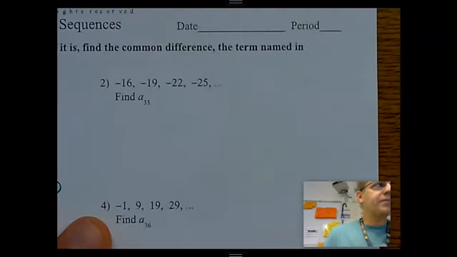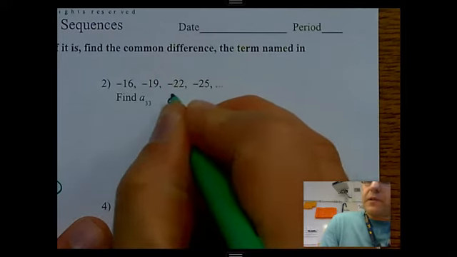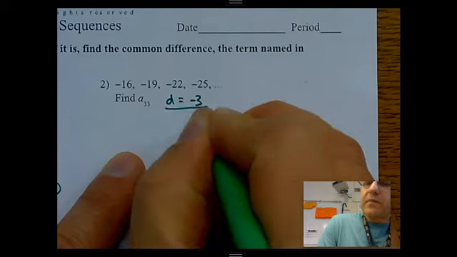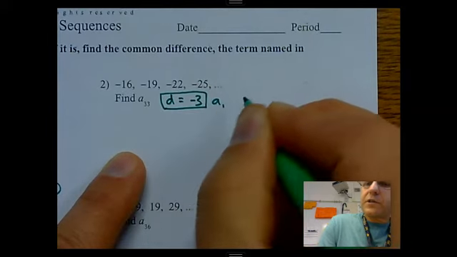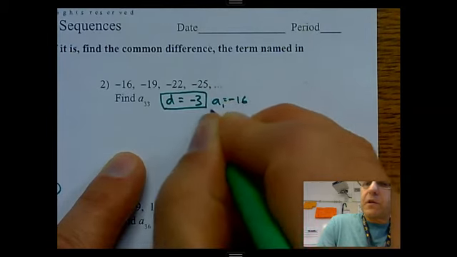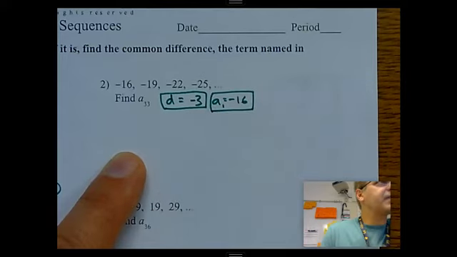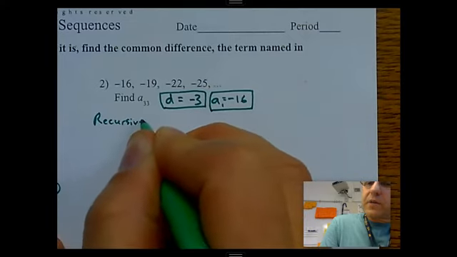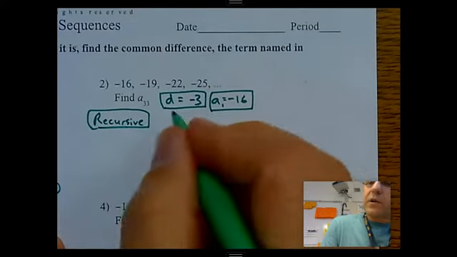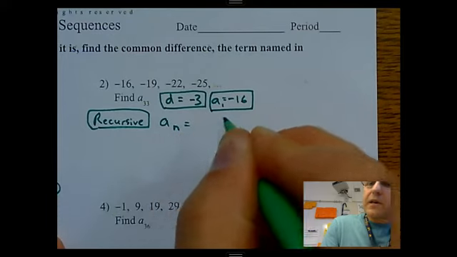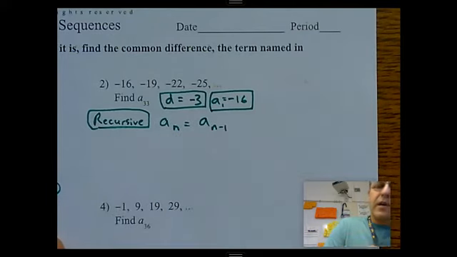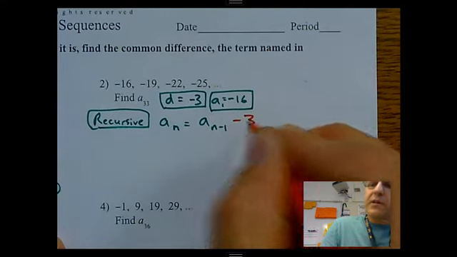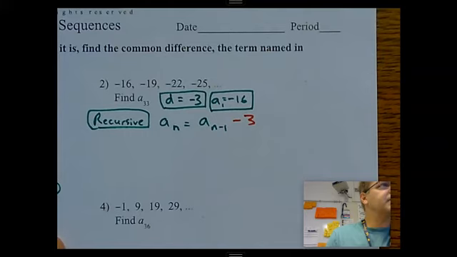Let's go to number 2. First of all, we need the common difference. Well, I think this one is subtract 3. Pretty sure. And what's our first term? First term is negative 16. Okay, well, let's get the recursive formula. So the recursive formula, a sub n is equal to a sub n minus 1. That part's always the same. And then you say that you're subtracting 3 every time, right?